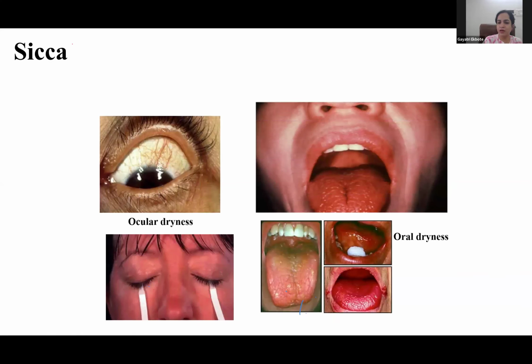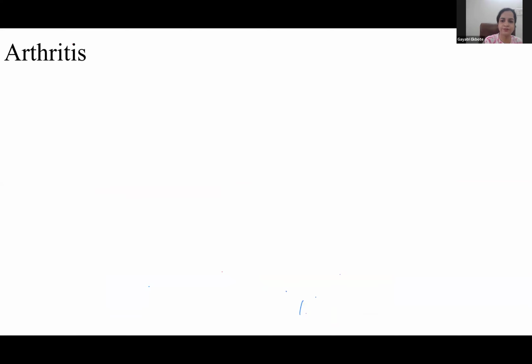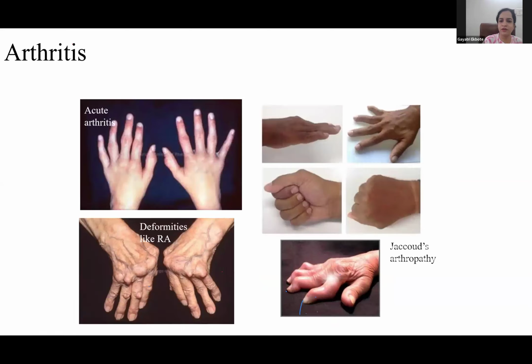Ocular dryness and oral dryness. For ocular dryness, the most important bedside test is your Schirmer's test. You can learn that from your ophthalmology colleagues. Obviously, arthritis I have dealt with. Now, I hope after this class, you will catch patients and treat them at this point. Acute arthritis can be a forerunner of rheumatoid arthritis or SLE, early synovitis. We don't want our patients to progress to these particular conditions. Jaccoud's arthropathy has reversible deformities, whereas RA deformities are not reversible. This is usually seen with your SLE, etc.